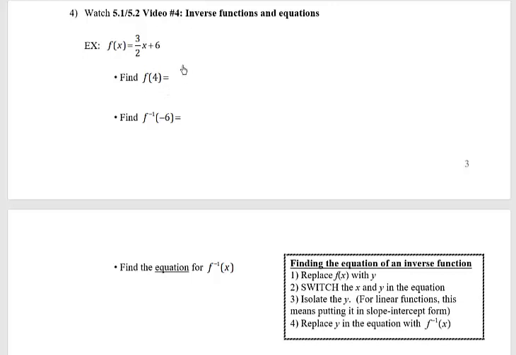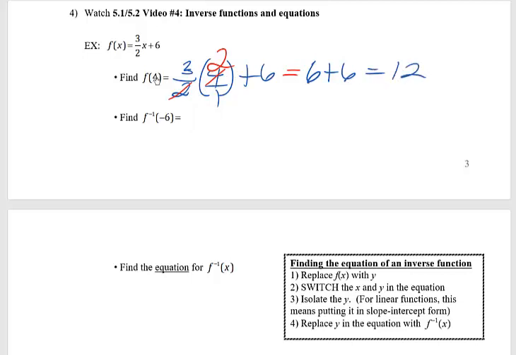We're just being asked to go to the original function and replace all of the x's with 4 and work out the math. Just some simple arithmetic, and I can carry this out. Maybe I'll think of this as 4 over 1. I've got some canceling here, and I think if I'm doing this correctly, this turns out to be 6 plus 6, which is 12. f of 4 is equal to 12. In other words, when I stick 4 into the function, I get 12 out.